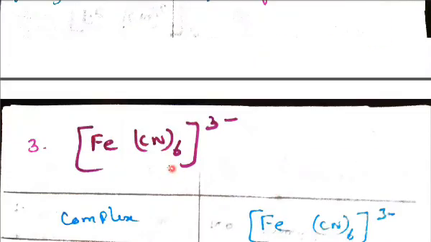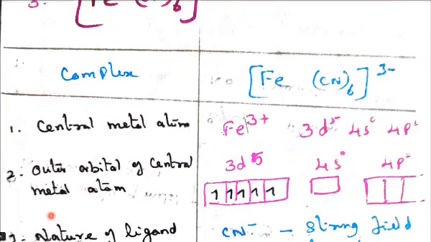Next, the third example, [Fe(CN)6]3-. This is called hexacyanidoferrate(III) ion, because it is an anionic complex, and the central metal ion name ends with 'ate'. So let us discuss this complex. Iron's atomic number is 26.